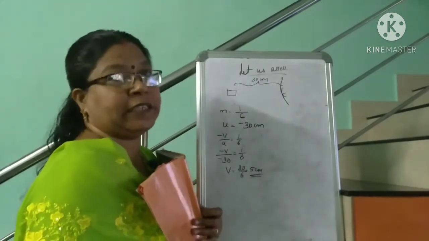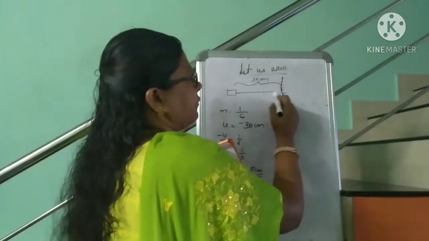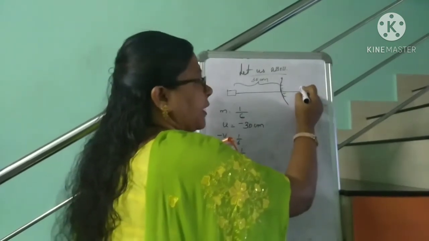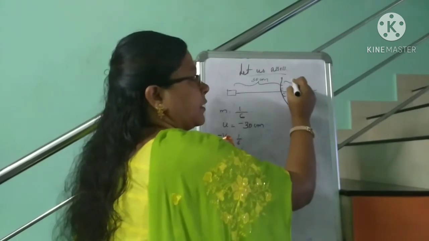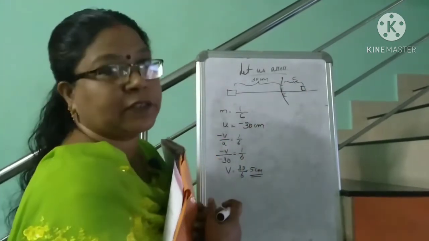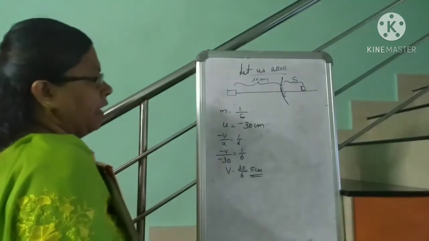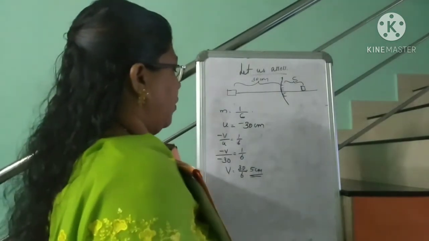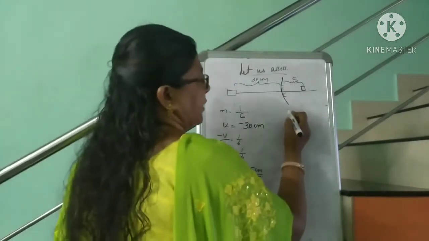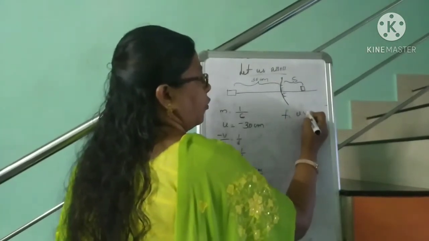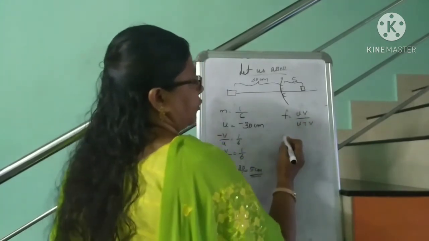V is positive. So where is the image formed? V being positive means, if this is the principal axis, the image is formed here. This distance is 5. Image is positive. So you got V and also U. Then how do you find the focal length? F is equal to UV by U plus V. You can substitute and find out.